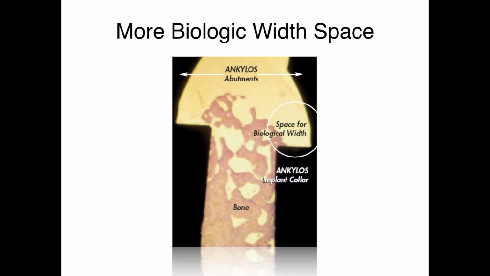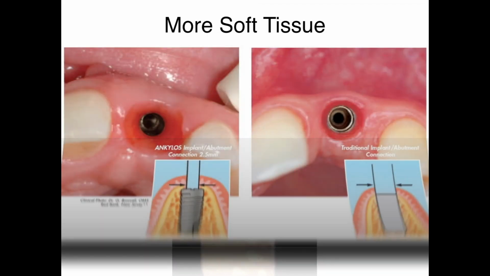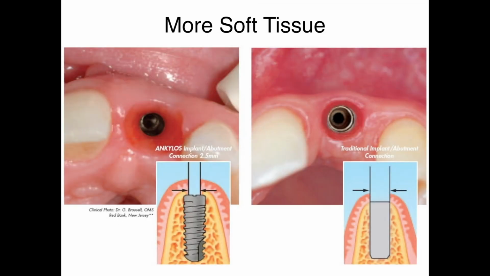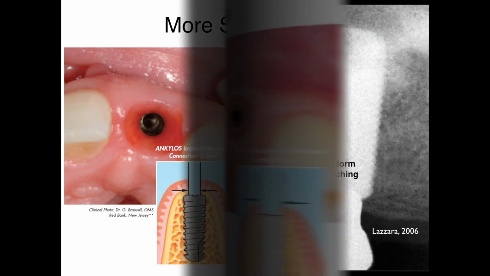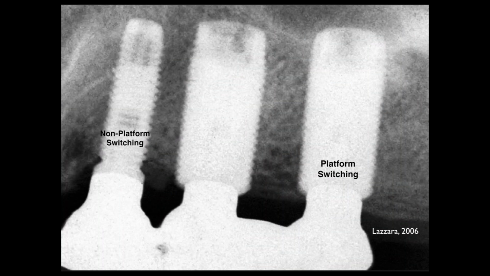Platform switching can provide more biological width space for implants so that bone loss around the implant can potentially be reduced. Platform switching can also contribute to a thicker soft tissue biotype, so that less bone remodeling and potentially less bone loss can occur. There is enough evidence that platform switching is beneficial to retain the bone level and minimize the crestal bone loss compared with conventional non-platform switching connection implants.